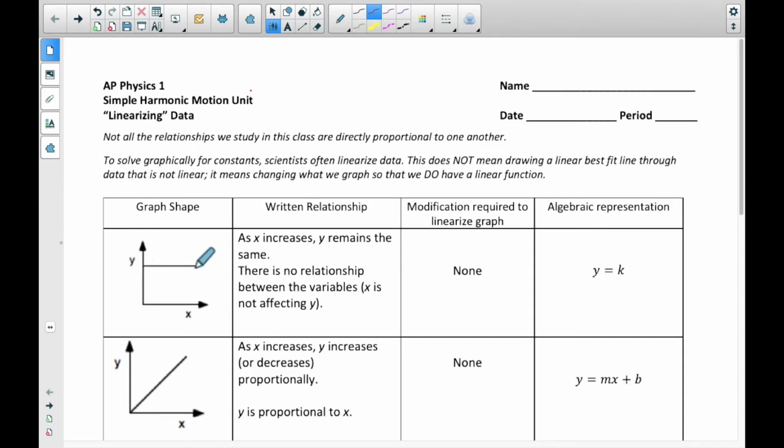Hi guys, in this video today we're going to be talking about something called linearizing. Linearizing is an interesting concept. What we use it for is to change our graph to see relationships between variables a little bit easier. Because for instance, let me take a look at our AP sheet for a second here.